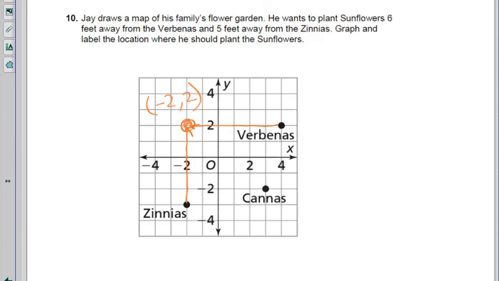The sunflowers go right here. Sunflowers go right there at (-2, 2). And I'm going to circle my answer so that it's very clear what's going on here.